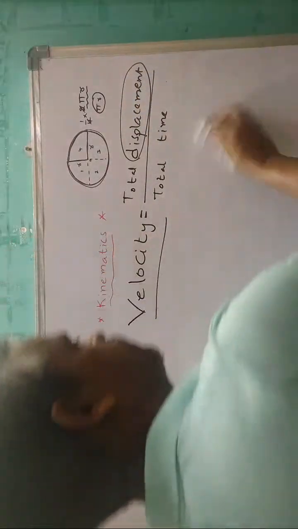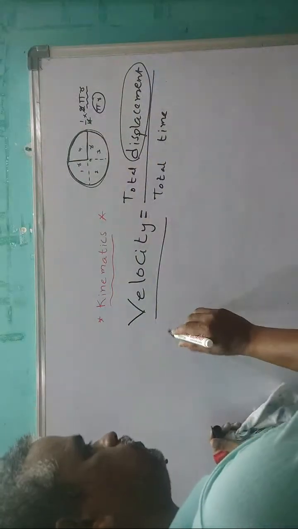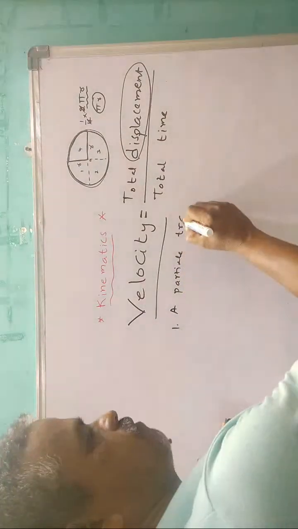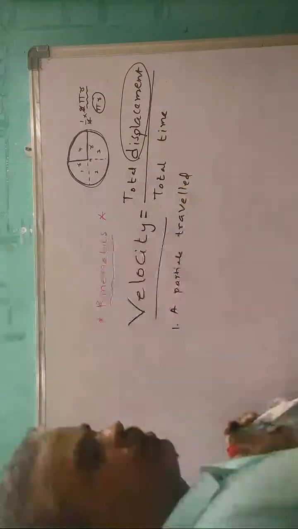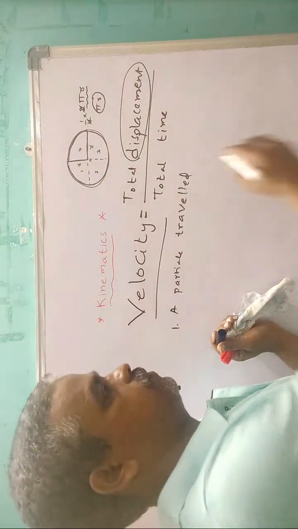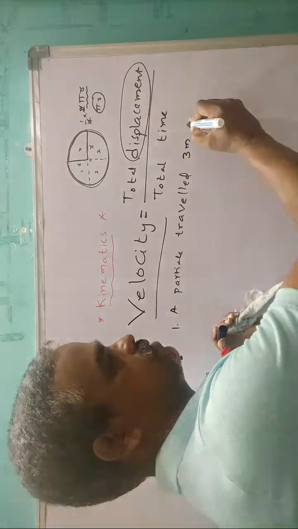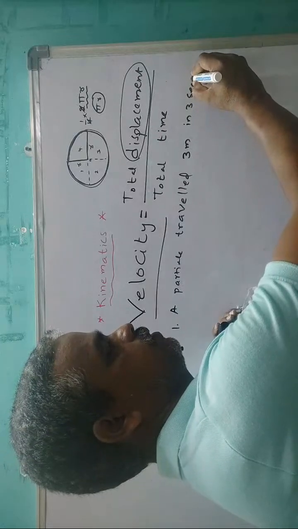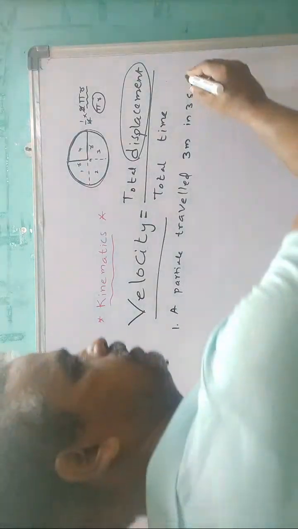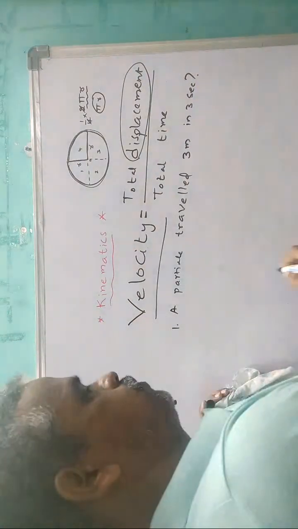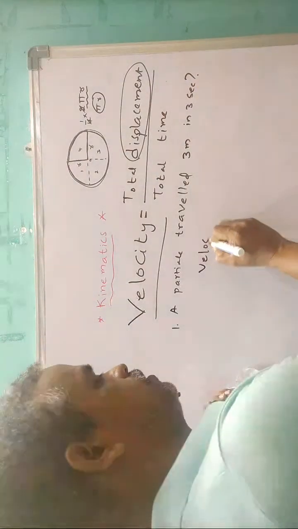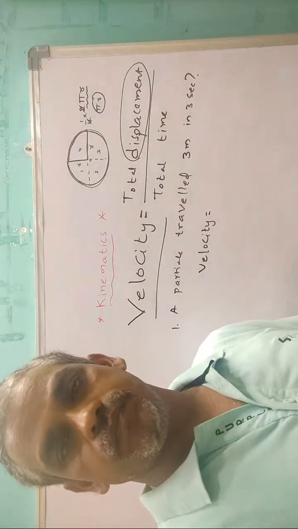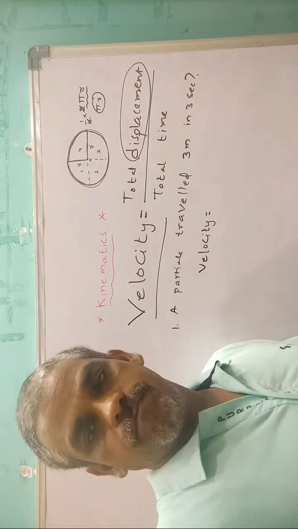So here I am giving one problem to you. A particle traveled 3 meters in 3 seconds. So what is the velocity? What is the velocity of the particle? Come on, say fast.